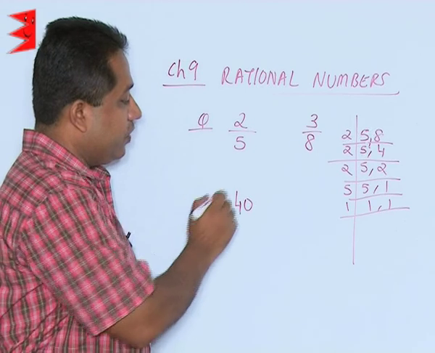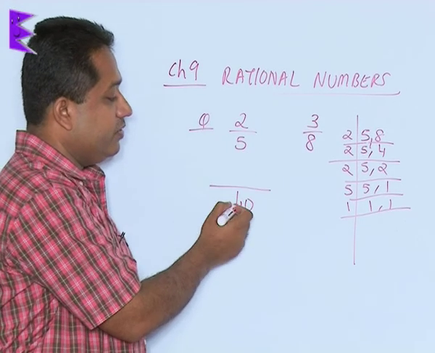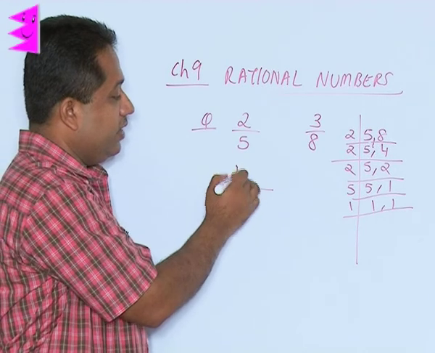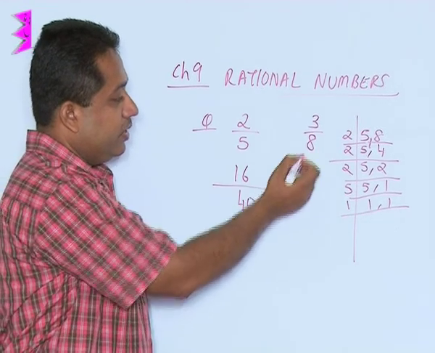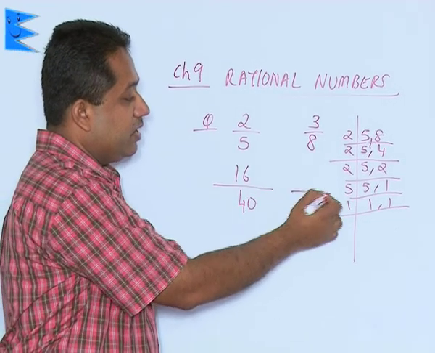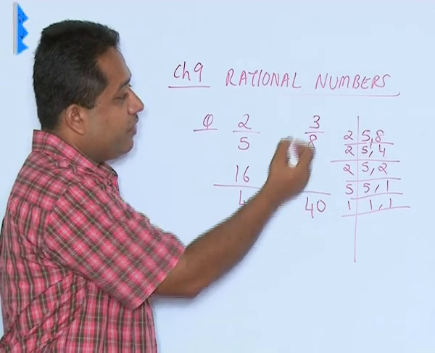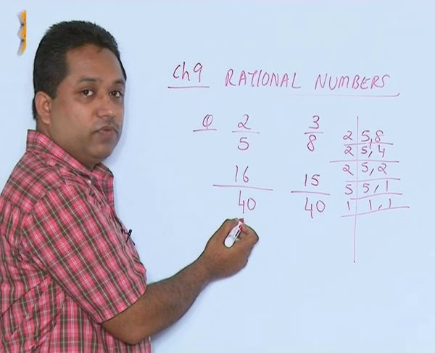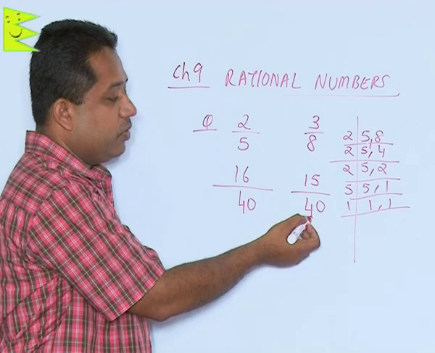Now, if the LCM is 40, we have to see how many times 5 goes into 40. 5 goes 8 times in 40, 8 into 2 we get 16 upon 40 here. Again the LCM was 40 here, 8 goes 5 times, 5 into 3 is 15. So, here we are getting 16 upon 40, and here we are getting 15 upon 40.